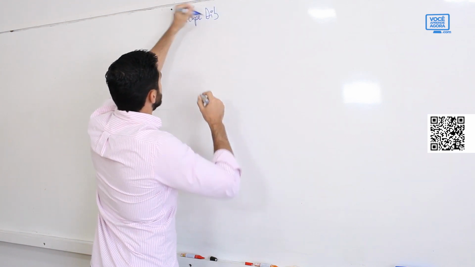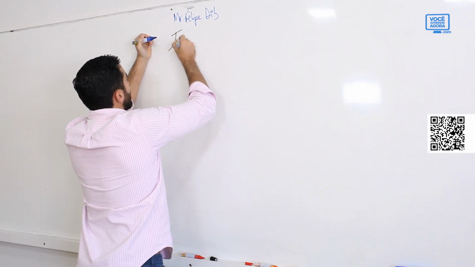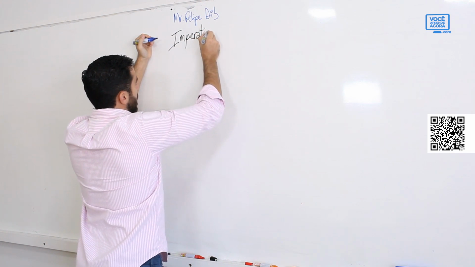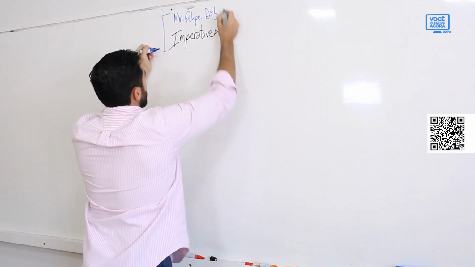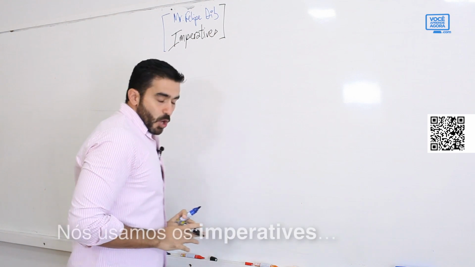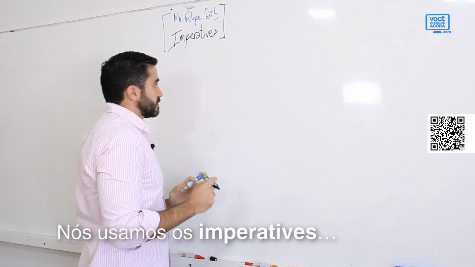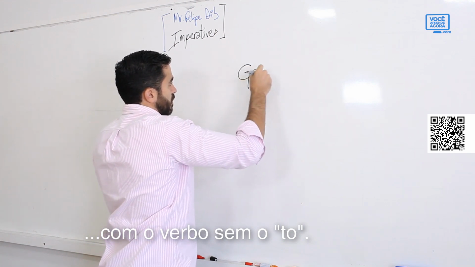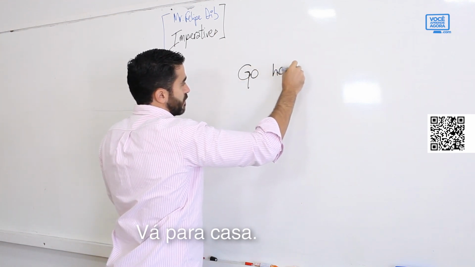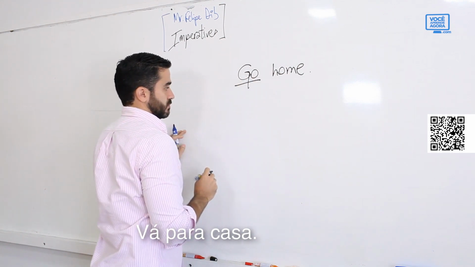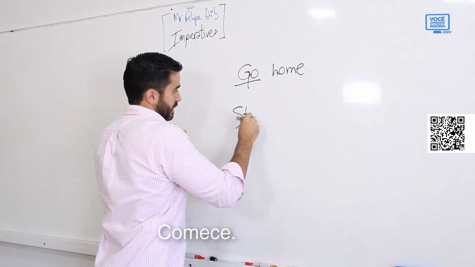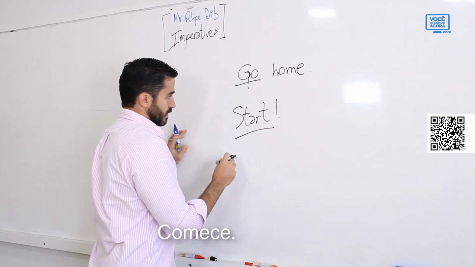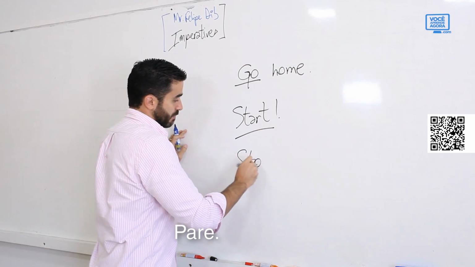Imperatives. We use the imperatives with the verb without to. For example, go home. Start. Stop.